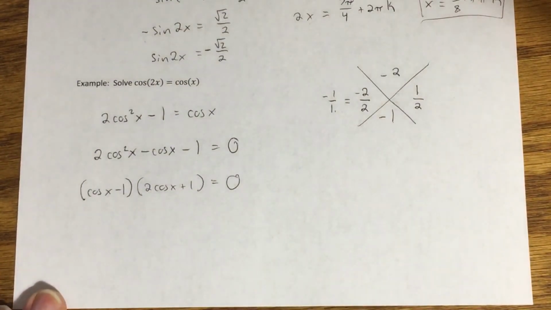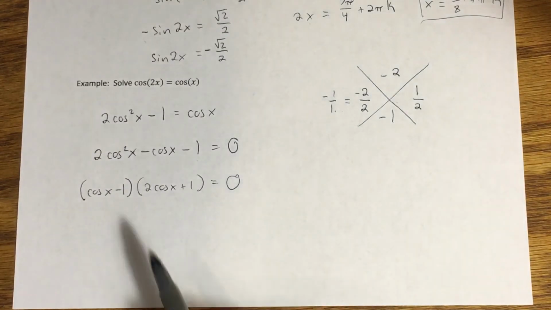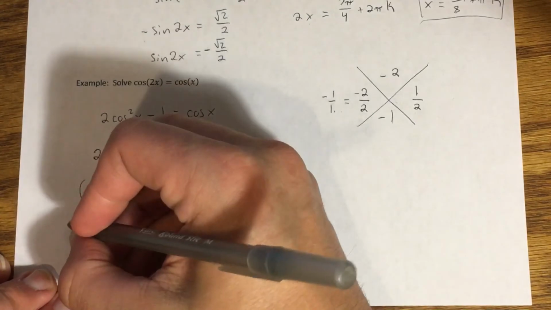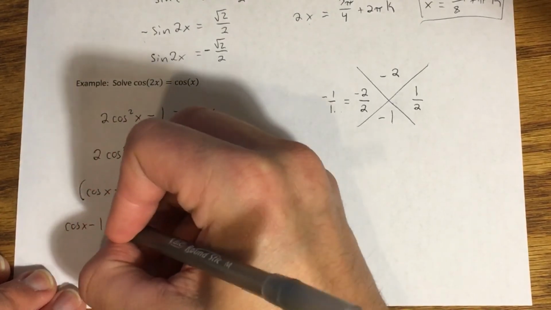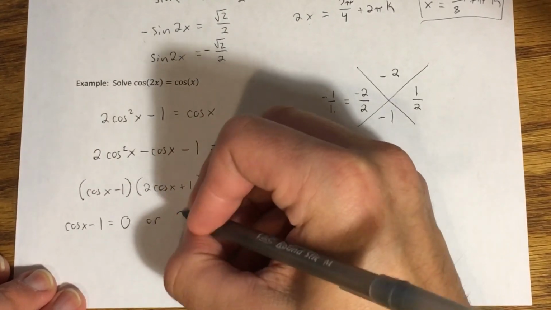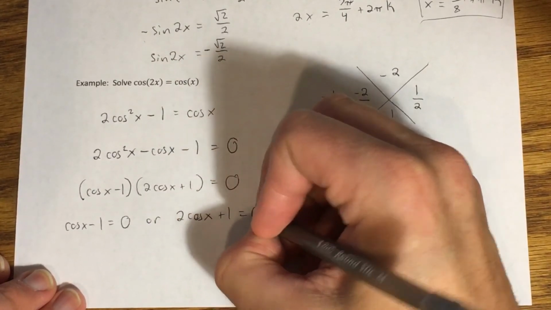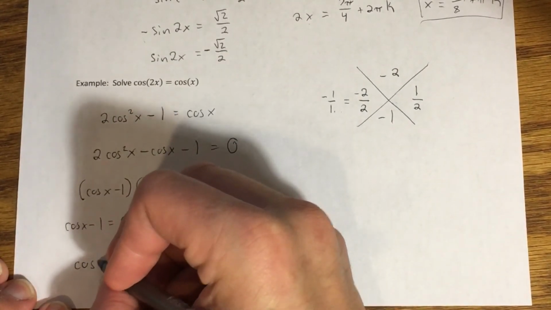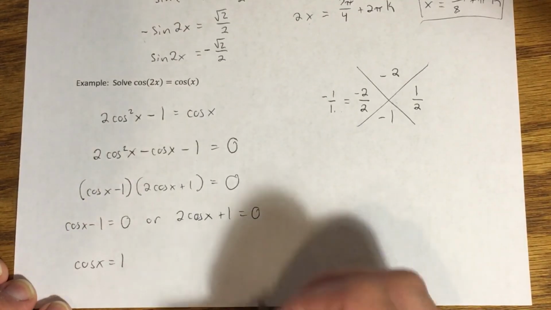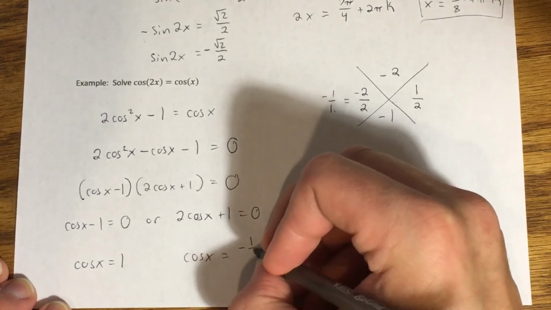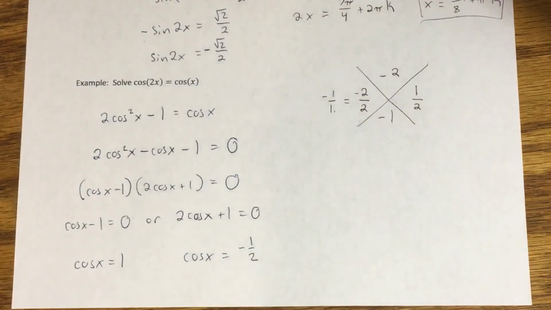Okay, this is looking good because now what I want to do is set each of these independently equal to 0 and then solve. Cosine of x minus 1 equals 0, or 2 cosine of x plus 1 equals 0. On this side, if I add 1 to both sides, cosine of x is equal to 1. On this side, cosine of x after a couple of steps should equal negative 1/2. And I can get my solutions from here. Notice we're looking for general solutions again. It's not restricted to an interval.